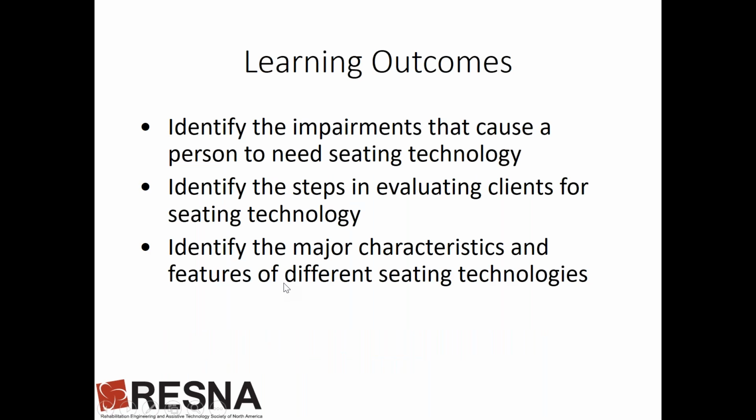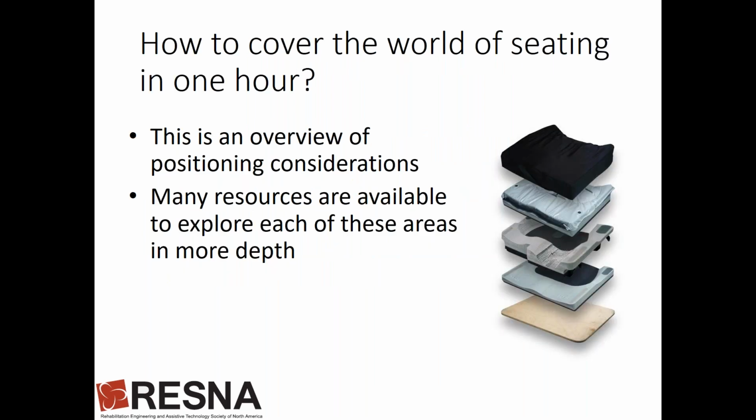So the learning outcomes are to identify impairments that cause a person to need seating technology. We're going to talk about the steps in evaluating for seating technology and talk about major characteristics and features of different seating technology. So the challenge is how do we cover this in an hour? Obviously, this is going to be an overview of positioning considerations. We've added a lot of pictures to help explain some of the different positions, but there's lots of resources to help with this in more depth, and we have a couple of those posted along the way through this module.